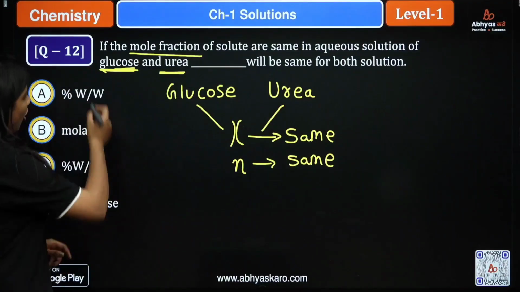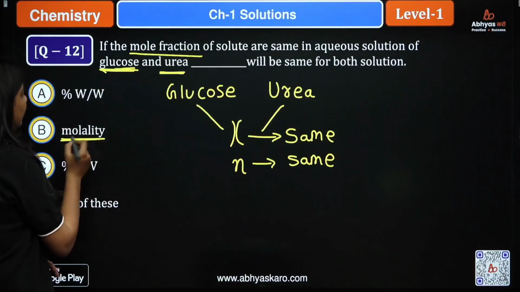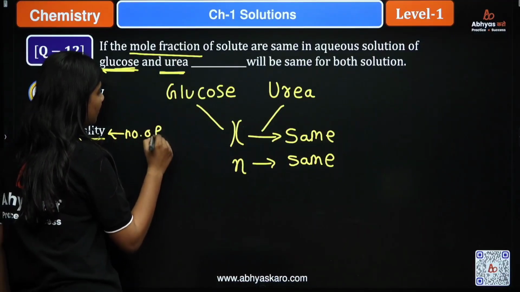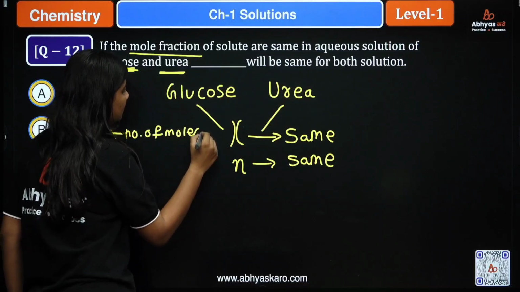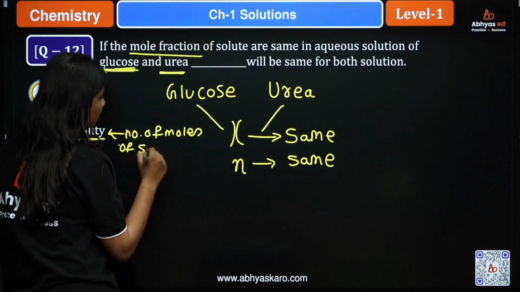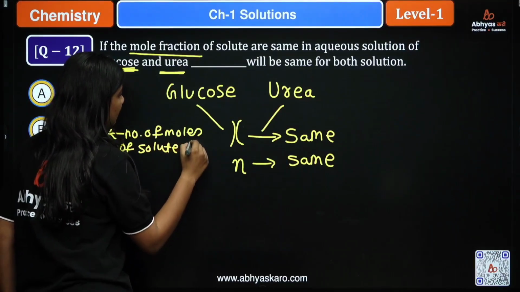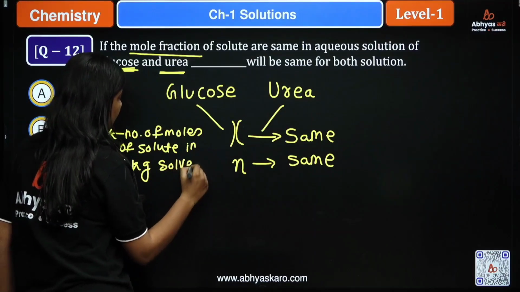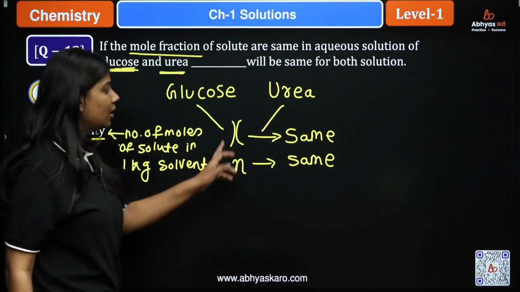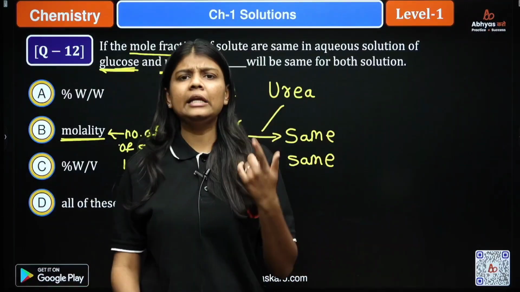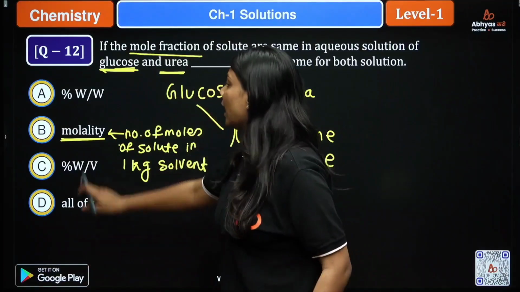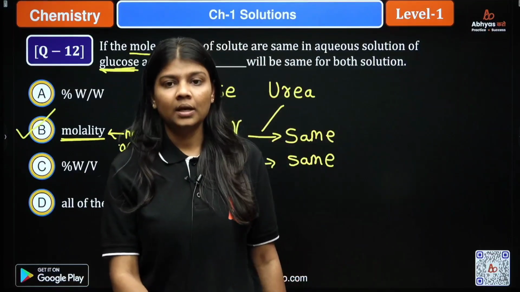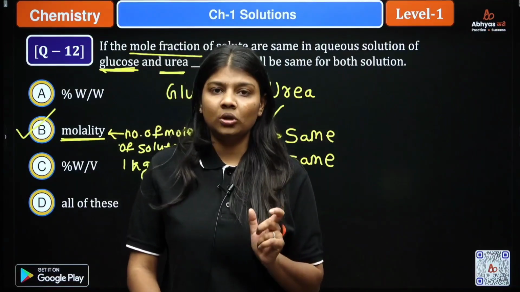So in all of these you can see molality. In molality, it is the number of moles of solute in 1 kg solvent. So here, as you can see, if the mole fractions are the same, then the number of moles will also be the same, then molality will also be the same. So your correct option is option number. This is a simple conceptual question.